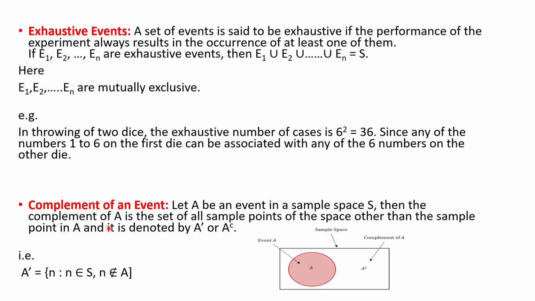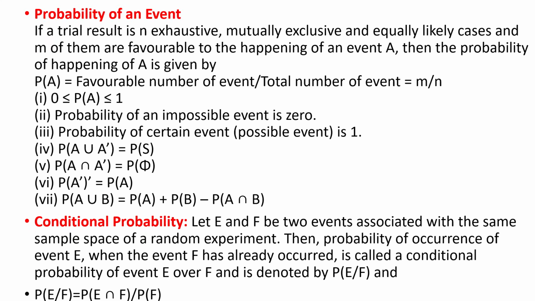Now come to the complement. This you know in previous classes also. Suppose this is a universal set U. This is A. Then complement of A is this part, the white part. Okay, means which is not in A. So let A be an event in a sample space S. Then the complement of A is the set of all sample points of the space other than the sample points in A, and is denoted by A dash or A^c. And A dash means those values which belong to S but do not belong to A. This is clear?